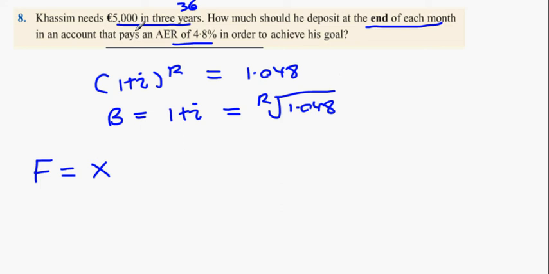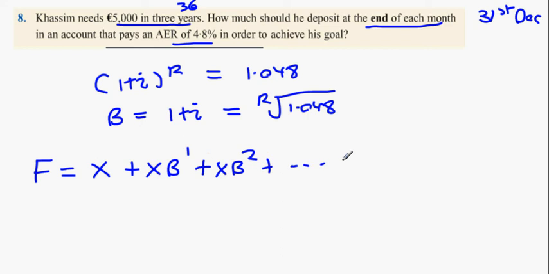Now, it says the end of each month, so on the last day of December, this amount has no time to accumulate any money, so it just remains as its current value. The value before that will have 1 month to accumulate interest. The value before that will have 2 months, all the way up to the first installment we made, at the end of January, which means it has 35 months to accumulate interest.